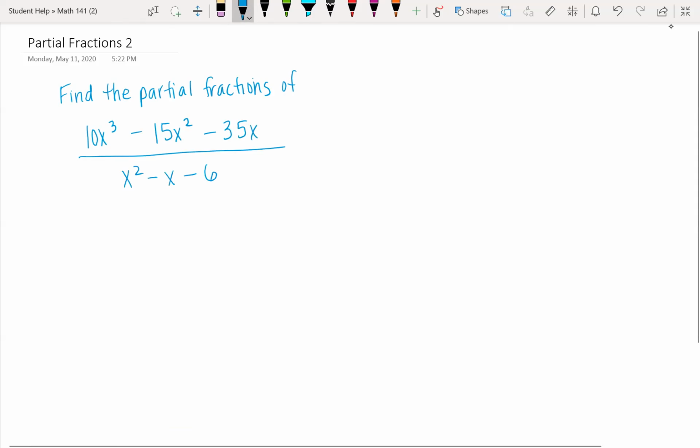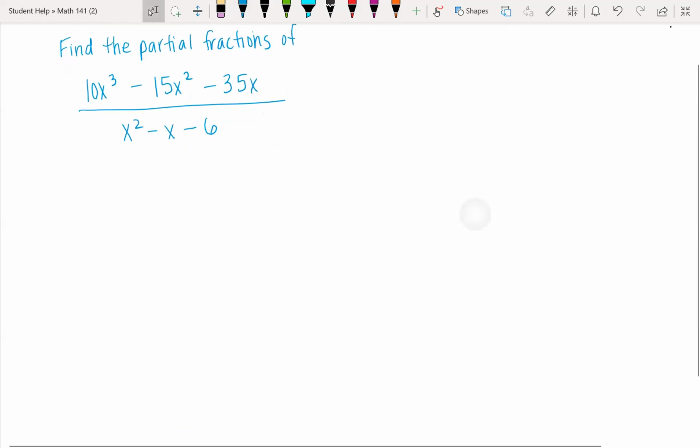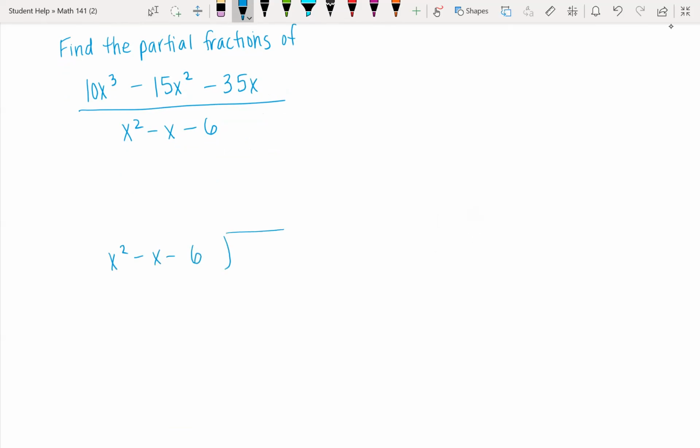Now, what I was saying at the very beginning is that we need the degree of the numerator to be less than the degree of the denominator, and that's not the case here. So we have to do some division to start. This is going way back to the beginning of the semester when we did long division. And here is the time that we need it.